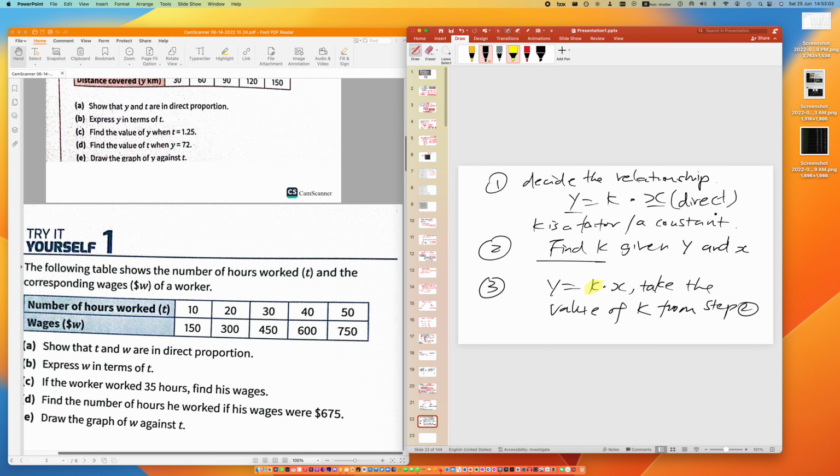What's the next step? Find K. Given Y and X. In this case it's Y and X. But for this question, given? W and T. Yep, given W and T. So, which one do you choose? The first one. Okay, go ahead. Then you can find K. Quick, don't waste my time. Simple mathematics. We need to speed up.